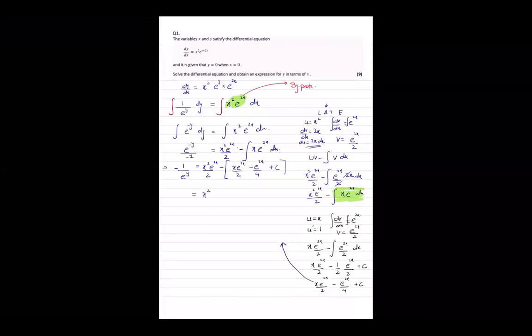x square e to the power of 2x upon 2 minus x e to the power of 2x upon 2 plus e to the power of 2x upon 4 plus c is equals to minus 1 upon e to the power of y. Okay. Now, what else can I have? I want to make y the subject because the question says express y in terms of x. Now, what do I do?